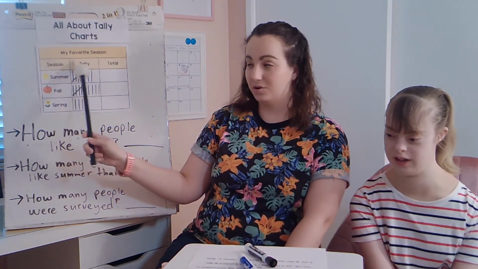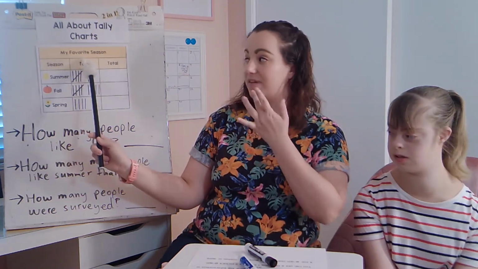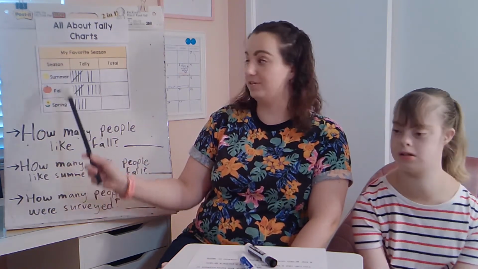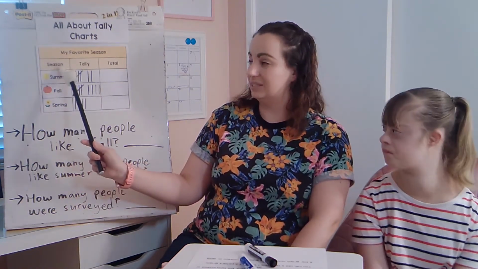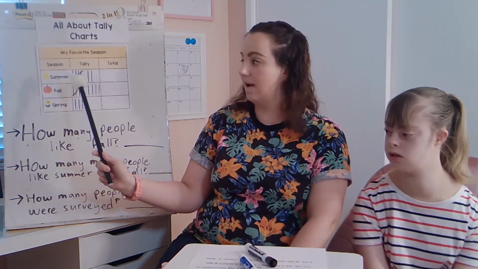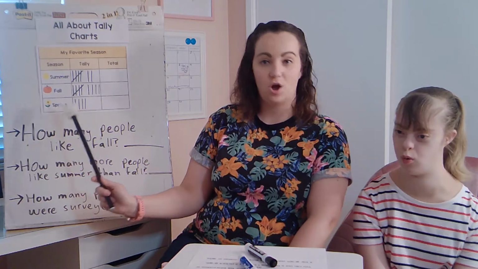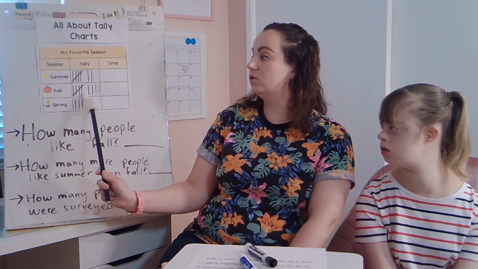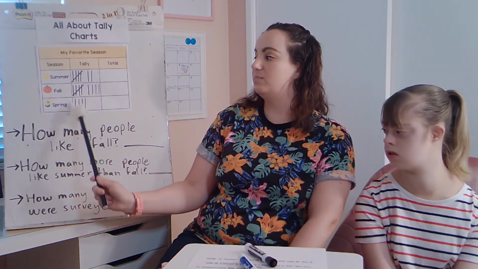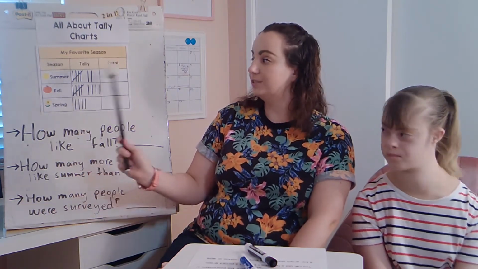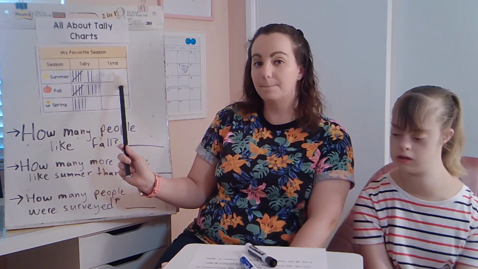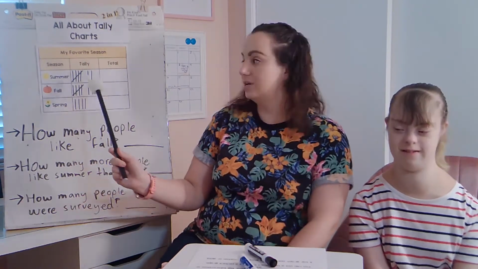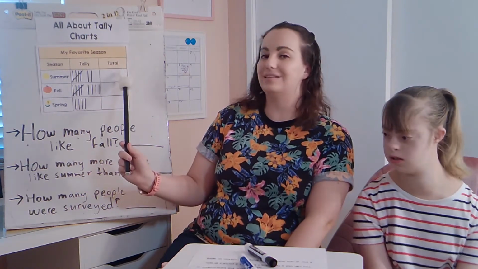The title, or what it's about, says, My Favorite Season. So they asked some people what their favorite season is. The seasons people answered were either summer, fall, or spring. Over here in the tally column, we see summer, how many people voted for it, fall, how many people voted for fall, and spring, how many people voted for spring. Now our job is to write the total in a number that's easy for us to see. So we're going to read those tallies and write the number here.